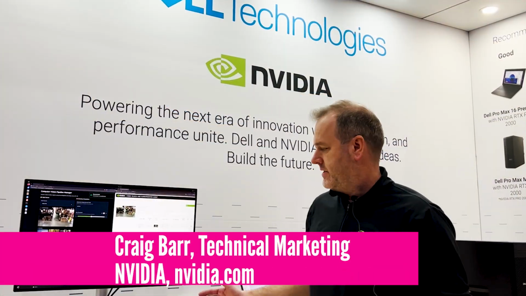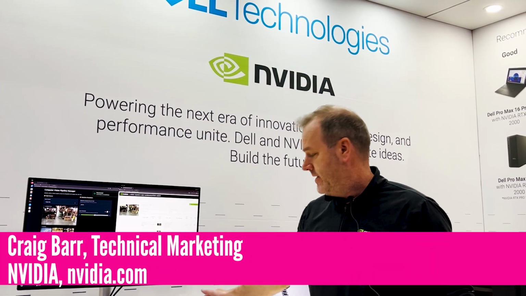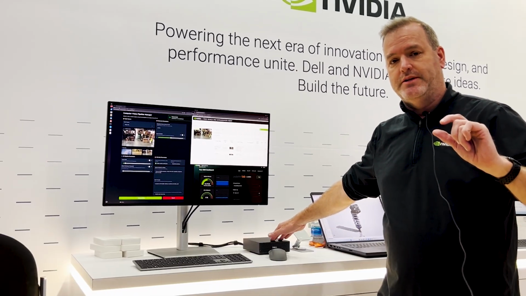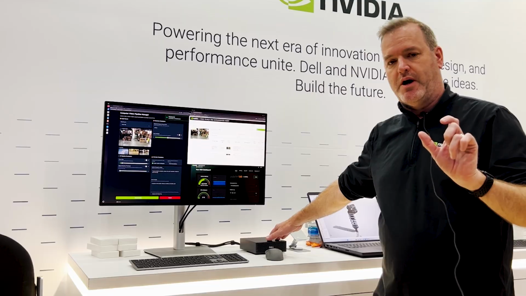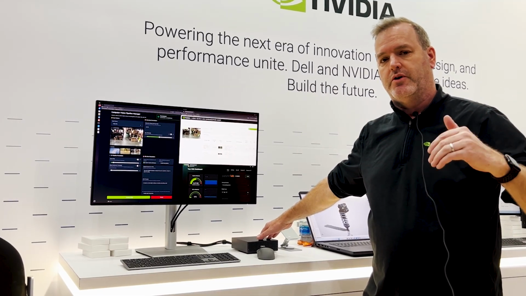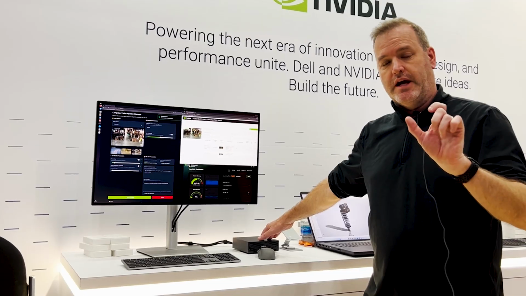So what we're showing here today is Dell's GB10. The GB10 is our system on a chip, and it's a small chip but super powerful. So we have our NVIDIA Grace CPU along with our NVIDIA Blackwell GPU together on one chip.